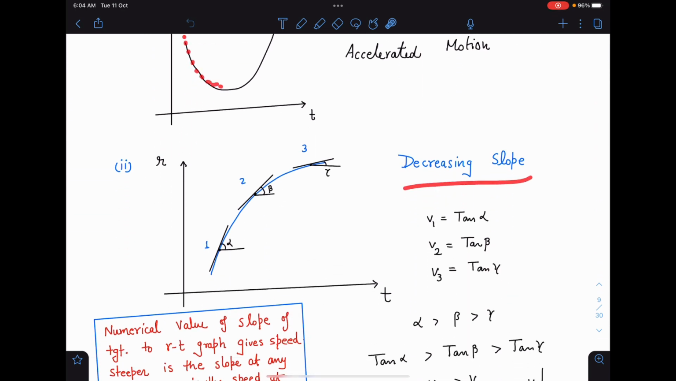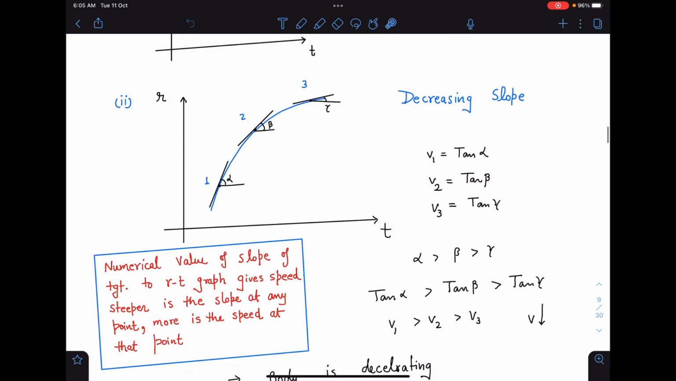This is the case of decreasing slope. Some curves will bend like this. So alpha will be large, then beta will be smaller and gamma will be the smallest of all. So we can say velocity at 3 will be less than velocity at 2, which will be less than velocity at 1. So velocity at 1 will be more than at 2, and it will be more than at 3. In this case, going from 1 to 3, displacement is increasing, velocity is this side, but it is slowing down. This is what we call decelerating motion.